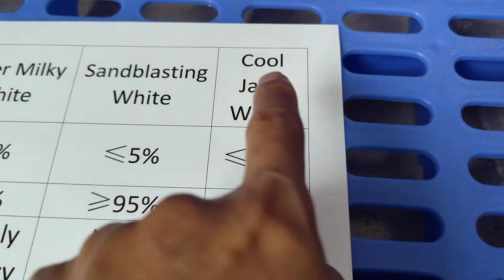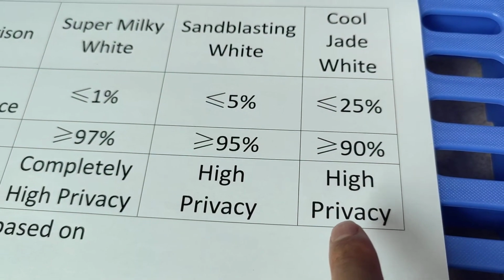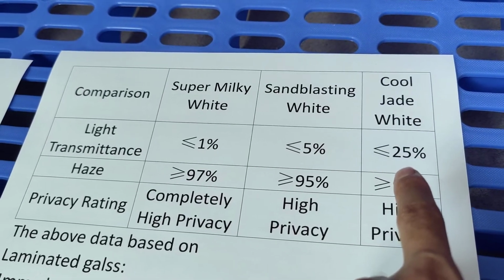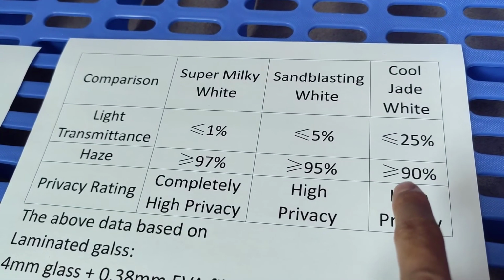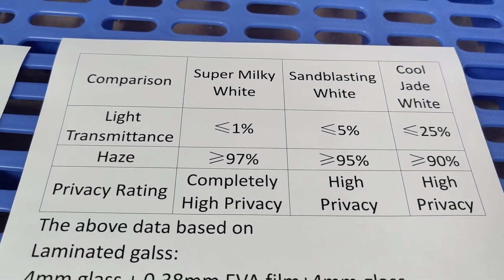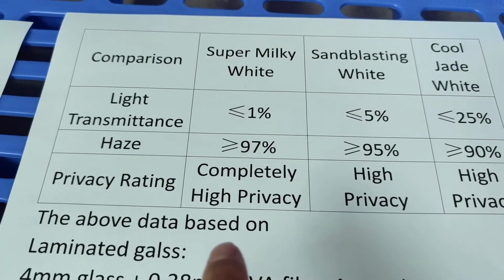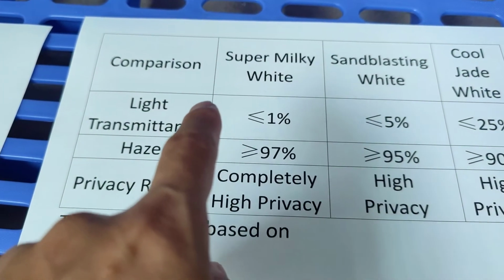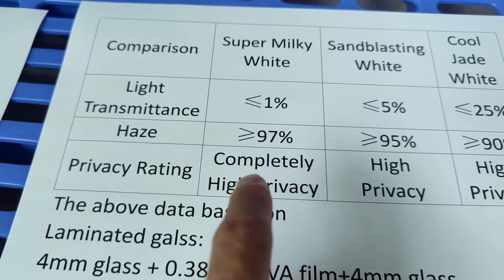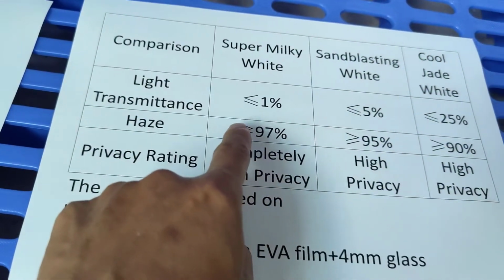The Cool Jet EVAFORCE is high privacy too. Light transmittance less than 25%, light blocking more than 90%. So all three types of EVAFORCE are high privacy. The Super Milky opaque EVAFORCE is completely high privacy, with almost zero light transmittance.